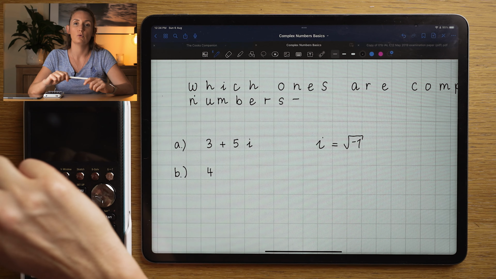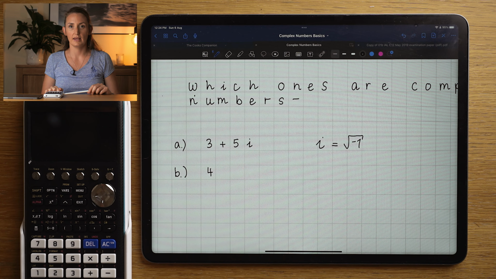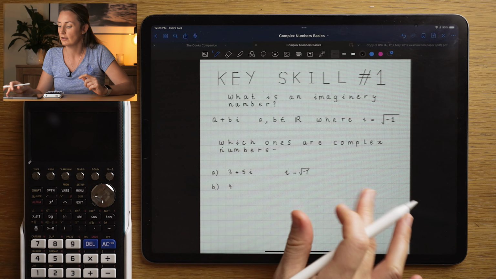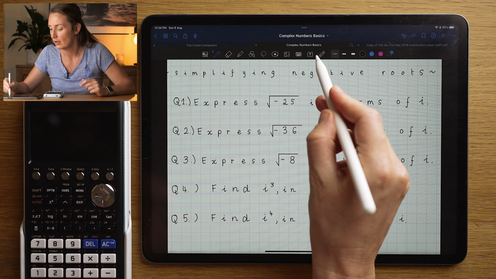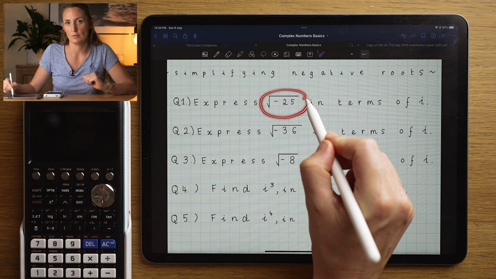At this point, it might also be really good to check back my playlist on the Casio calculator and how you can put your calculator into the imaginary mode. In the next key skill, we'll be looking at what to do when you have negative square roots and how we can write these in terms of i.